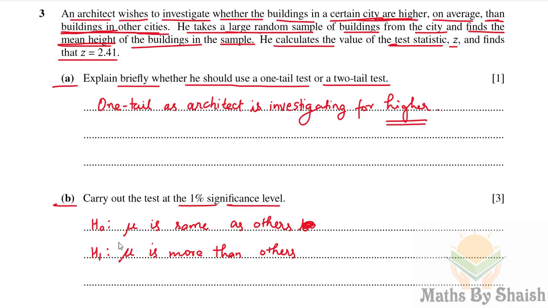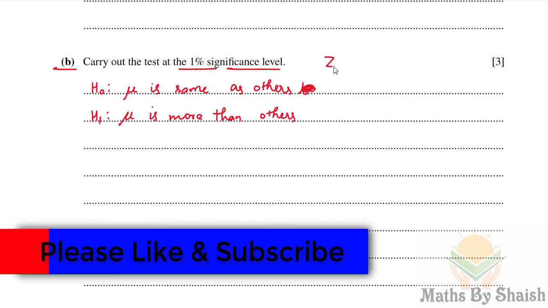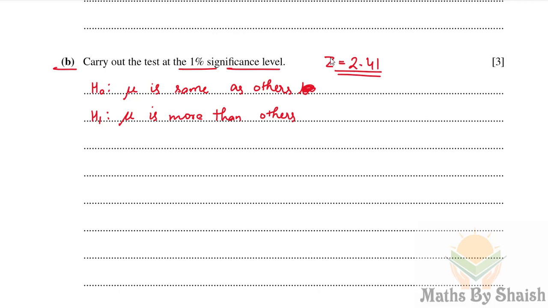Now we reject H0 if the test statistic comes in the rejection region. So let's start the comparison. I'll write the test statistic which the architect got: Z was 2.41. For the 1% significance level, since the architect is searching for higher, we take 1% in the upper tail. If the test statistic comes in this region, it means it is in the rejection region.